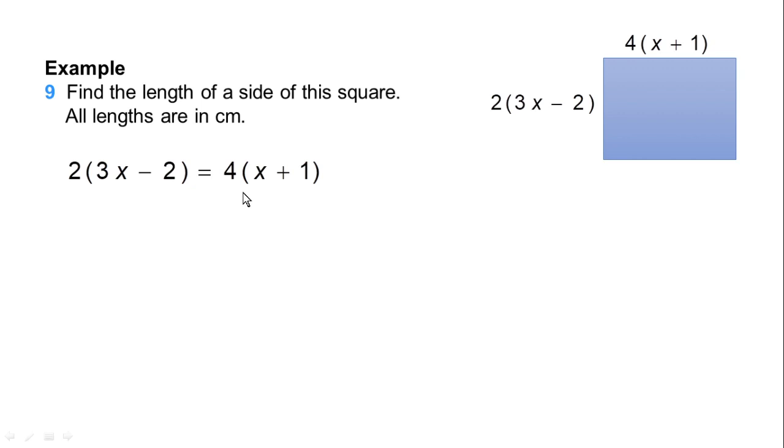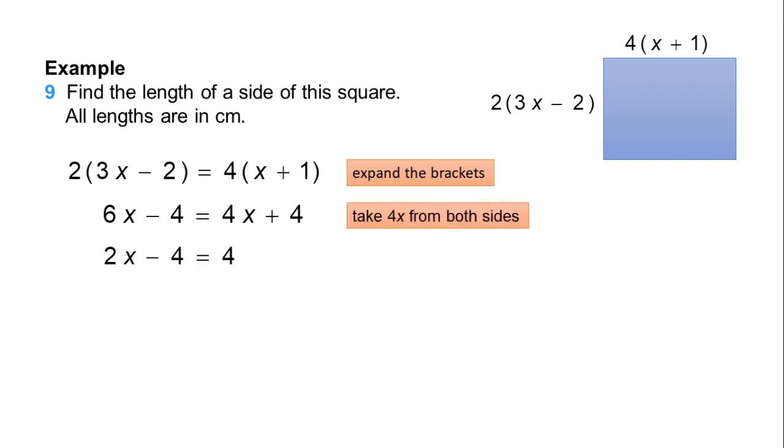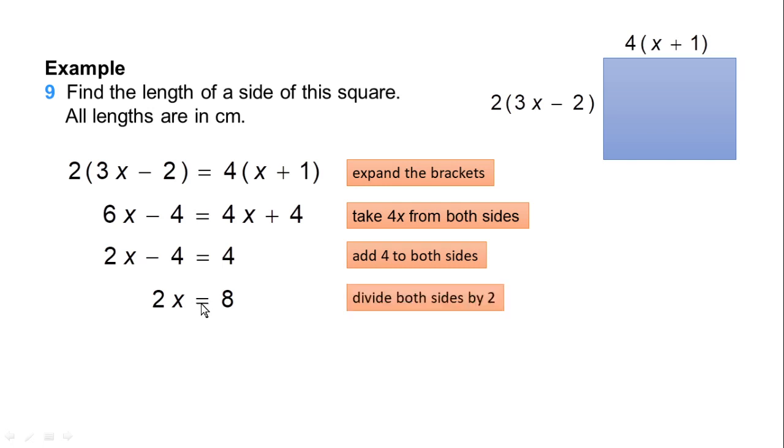Next, if I have that, I can expand the bracket, and then I'll have 6x minus 4 is equal to 4x plus 4. I'll take 4x from both sides, and then add 4 to both sides. Okay, so I have 2x is equal to 8. I can go directly from this step to 2x equals 8. Okay, I'll divide both sides by 2. I'll have x is equal to 4.